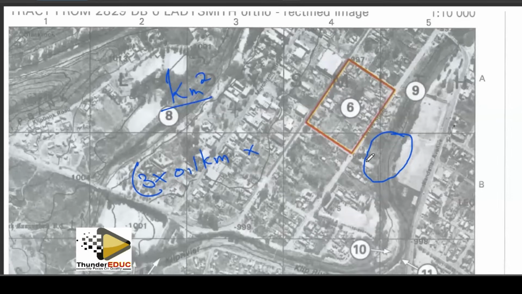The reason is that we have a river here. This river is the main reason why expansion cannot be possible, because this block is almost close to the river. The distance from this block to the river is a limited distance. Remember, the scale is 1 to 10,000 here. It cannot expand into the river. So the main reason why it's impossible there is the Klip River. It cannot expand here because there is the Klip River there.